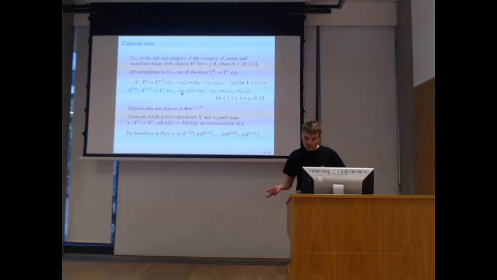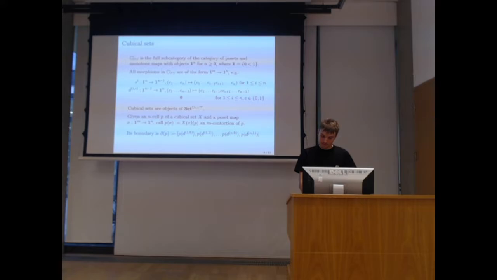So these are not all the morphisms. We can't factorize our category with only these morphisms, but these are quite important ones. And now cubical sets are just objects of, are just presheaves over this base category. So we'll see an example soon.